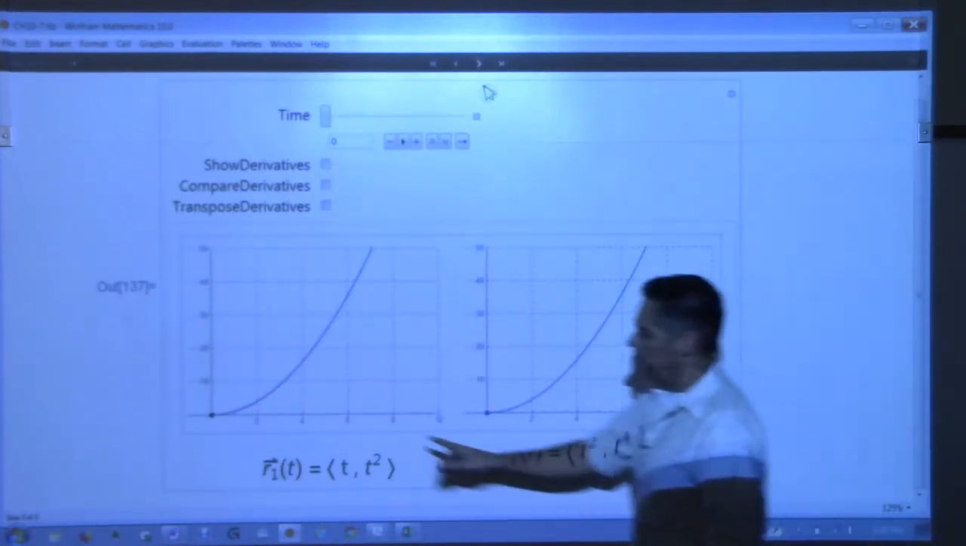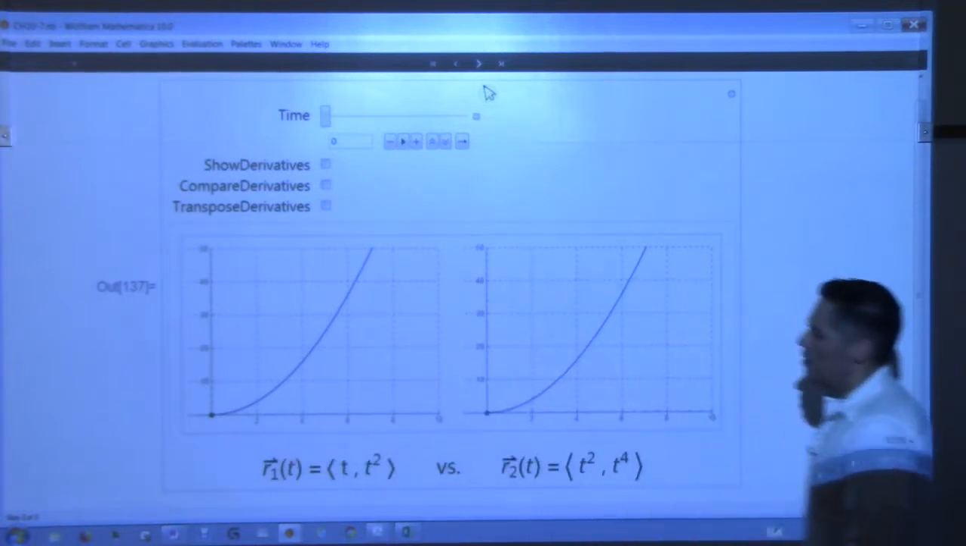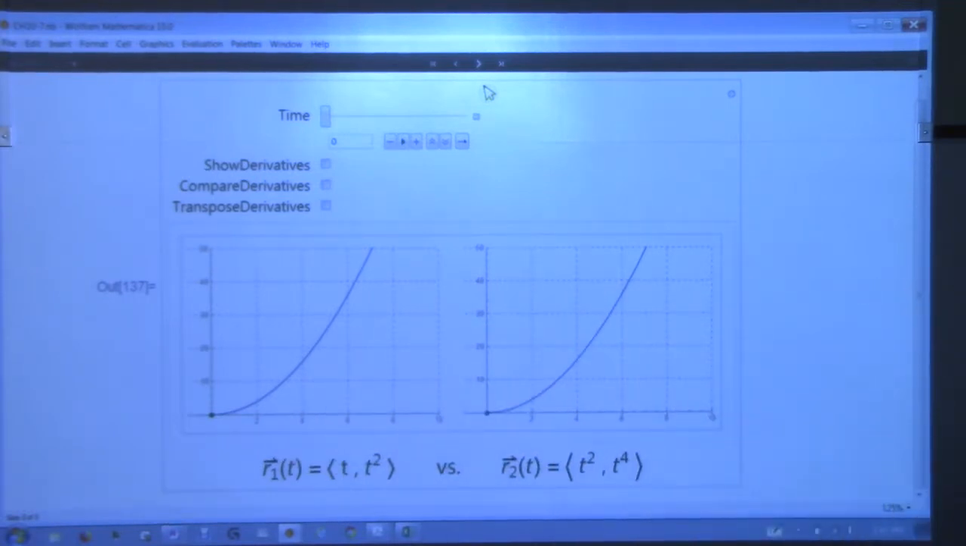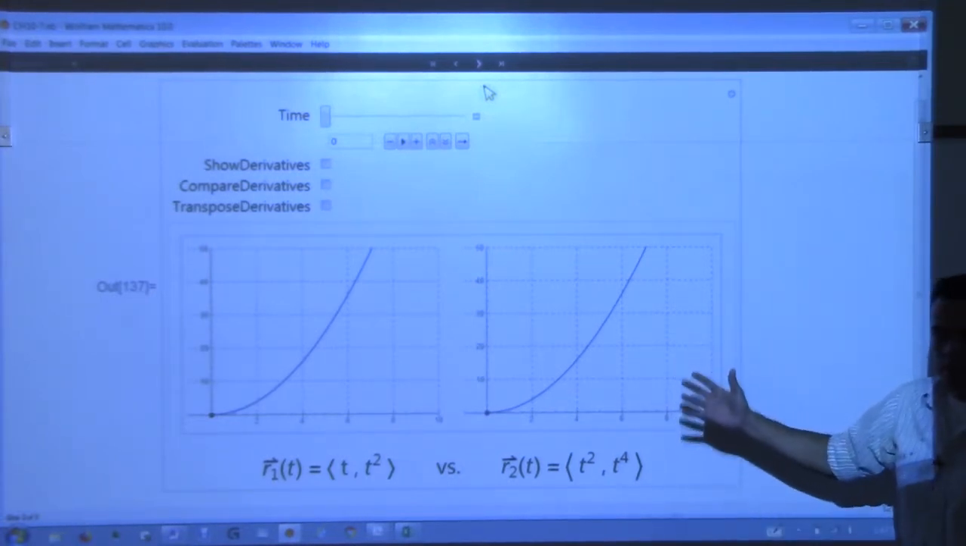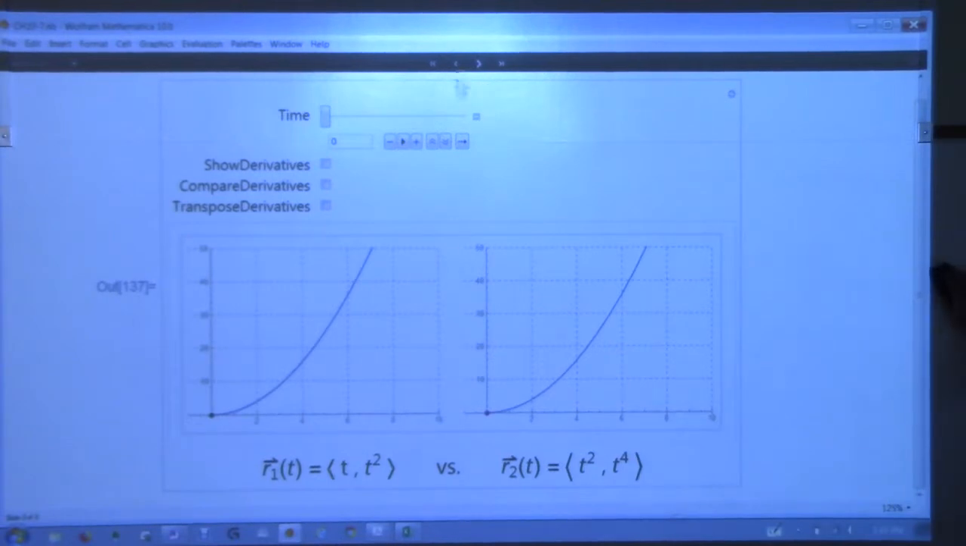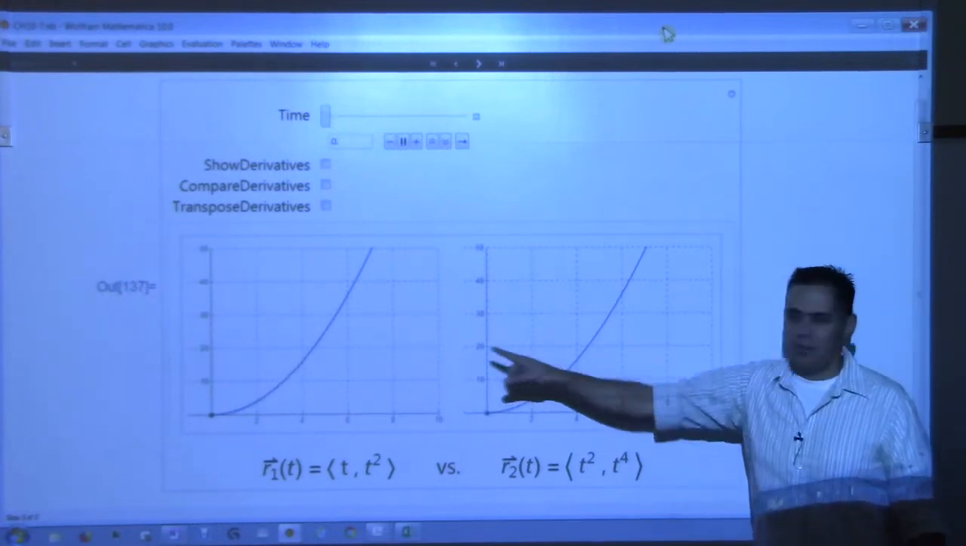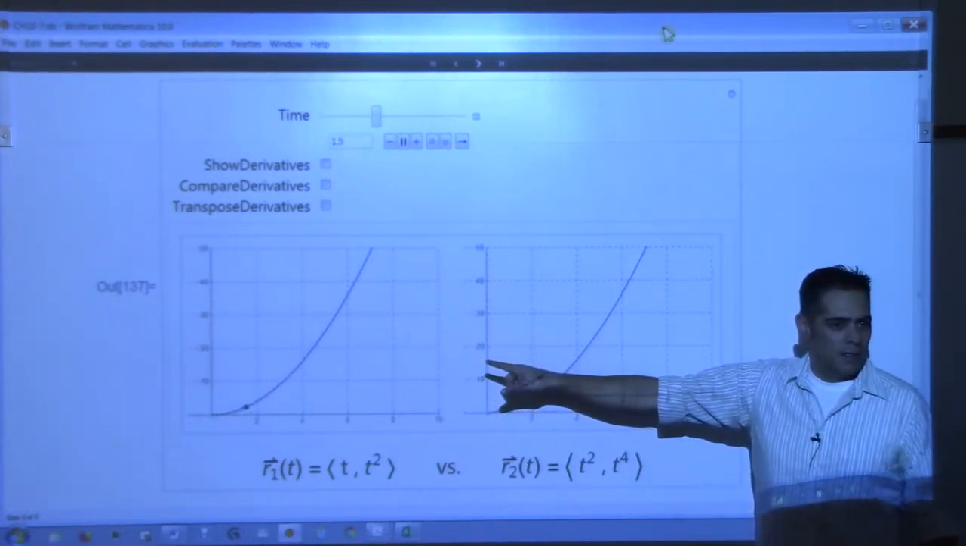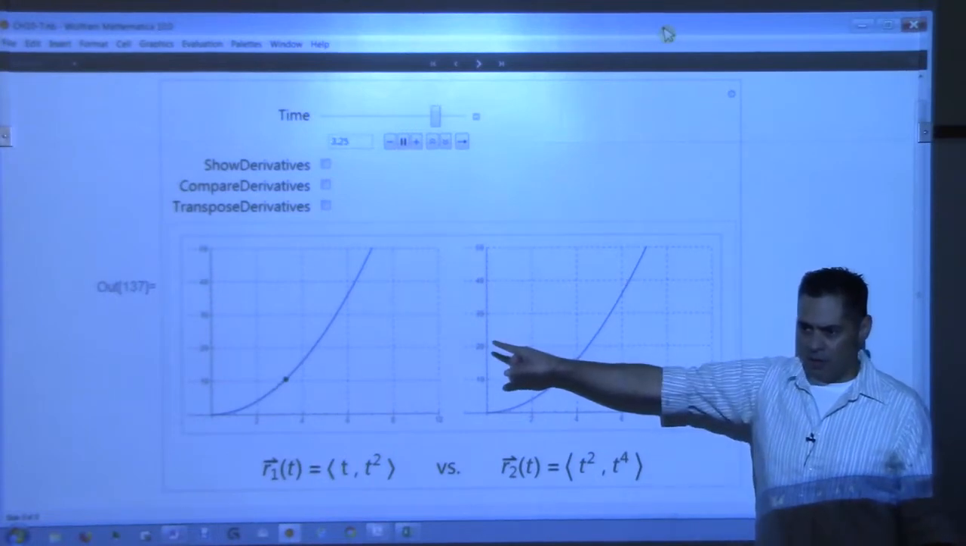Here's R1. Here's R2. And I want you to notice something: they draw the same curve. Don't they? They draw the exact same curve. Would you agree? But here's the thing that's different. If I press play here, watch these dots. See that? This curve gets drawn faster than that curve, doesn't it? This gets drawn faster than that one.